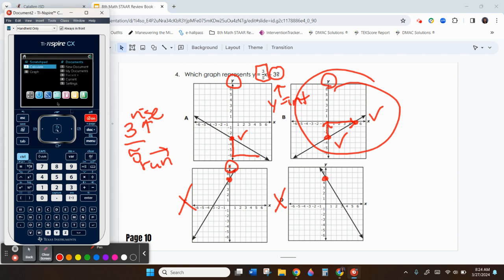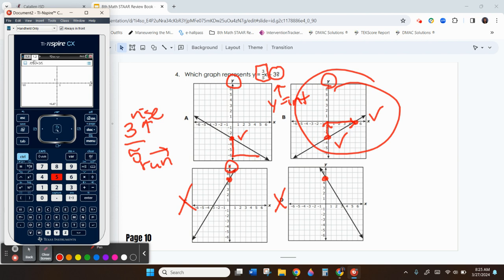Another way I could check this is I can go to my calculator, go to my graph, and type in my equation, which is 3/5 x minus 3. And when I type it in, I'm looking for which graph matches over here, and it has to be B.